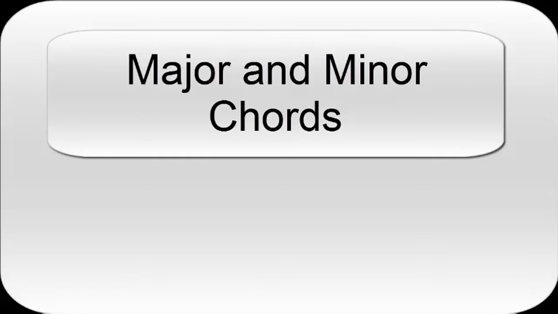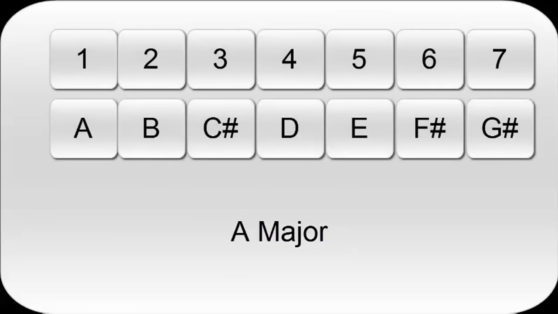Chords, like everything else in music theory, are quite simple, and they're just based off of patterns. The first chord we're going to build is called the A major chord. And you guessed it, it's built off of the A major scale, which you now see on the screen with its scale degrees.